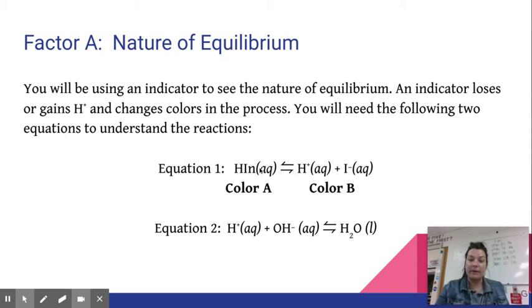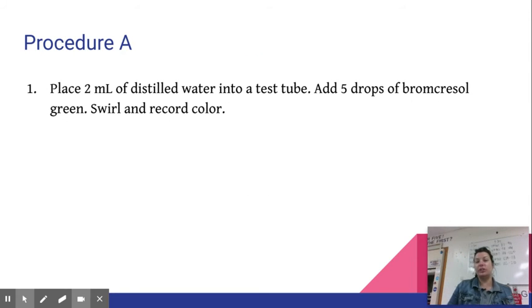And ultimately what's happening in equilibrium is, if the indicator loses the hydrogen, that means it's changing color, and then that means the indicator becomes the conjugate base of the starting acid. And then the second equation is our equilibrium that we use for water. Okay, so what is this actually going to look like?